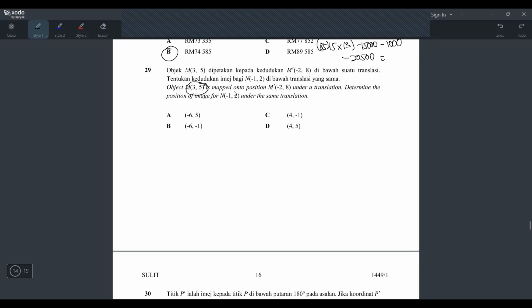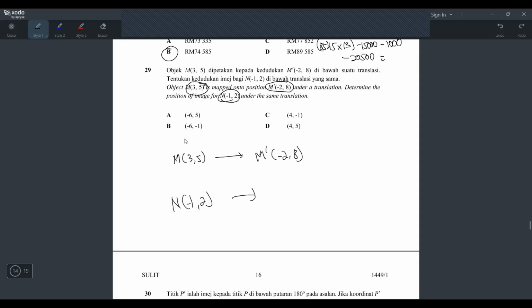Object M (3, 5) is mapped onto M prime (-2, 8) under a translation. Means this is object, this is image. So I start from M, and then I end up here, M prime (-2, 8). Okay, and they say under a translation, right? And I'm sure if I want to describe the translation, I can do it. But let's see what they want. Determine the position of image for N. If they want to find image of N, means N is the object. Okay, N is the object. And then they say under the same translation.